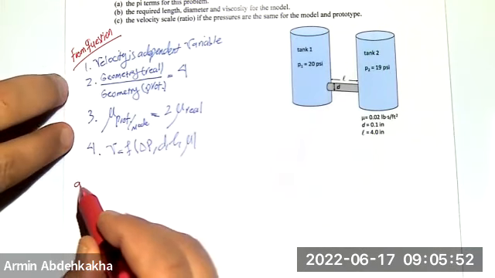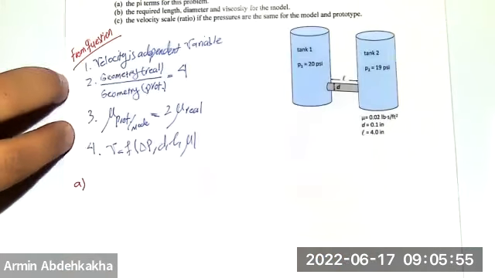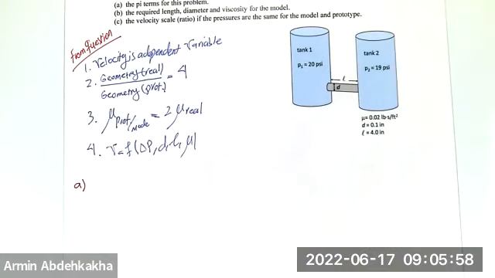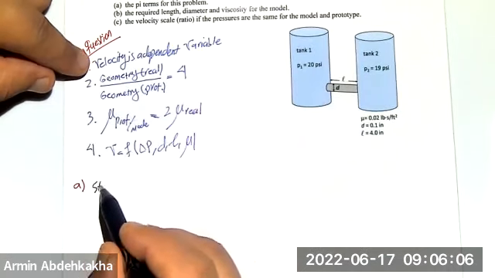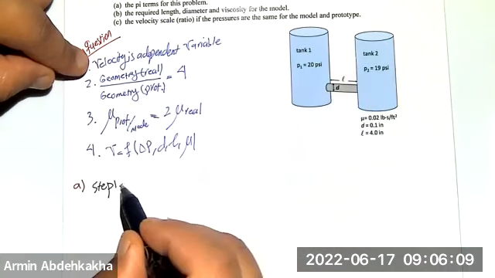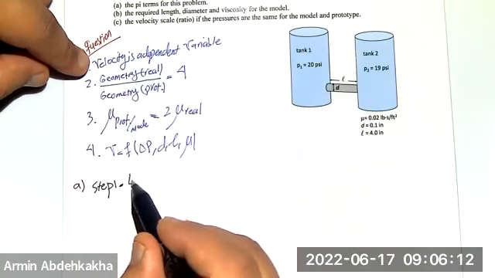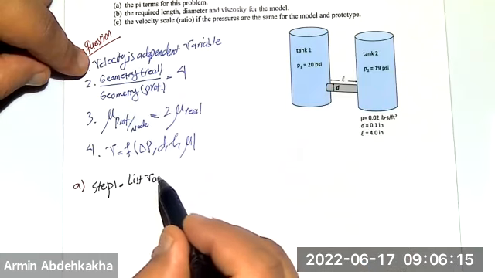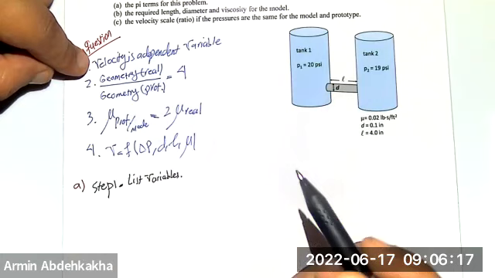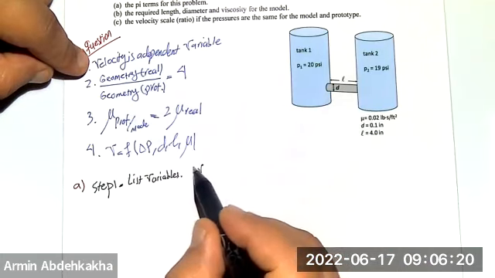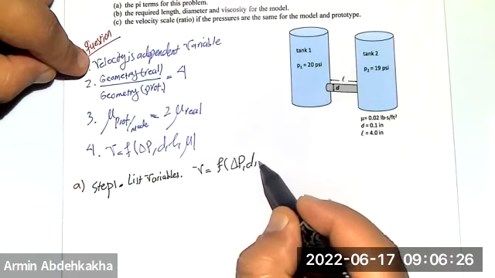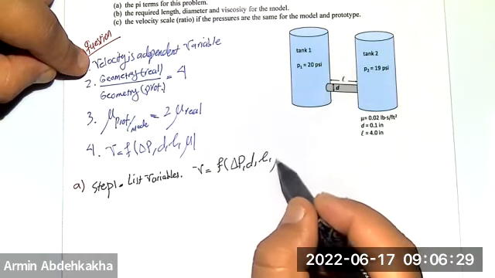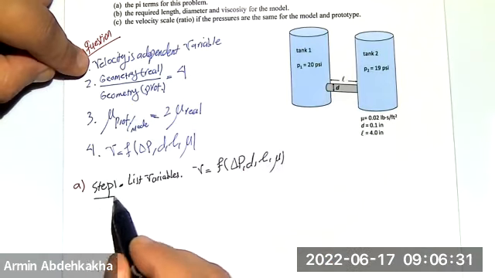Okay, so part A, finding the pi terms. Finding pi terms means applying the pi theorem. We have steps. We are going to write the steps and do it one by one. So step one is already done: list variables, right? Listing variables is easy because it's given in the question. V is a function of delta P, D, L, and mu, right? This is step one.